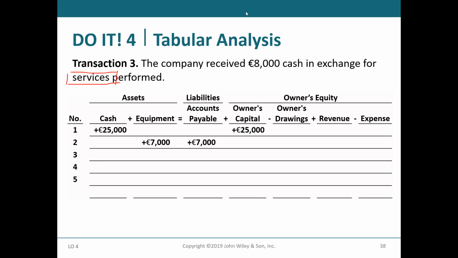Transaction number 3. The company received 8,000 cash in exchange for services performed. So the company received what? 8,000 cash, in exchange for services performed. It means they already performed a service and then they received 8,000 cash. So what do we have here? We will have cash increased by 8,000, and service revenue increased by 8,000.